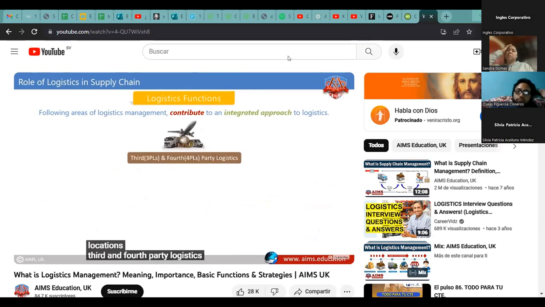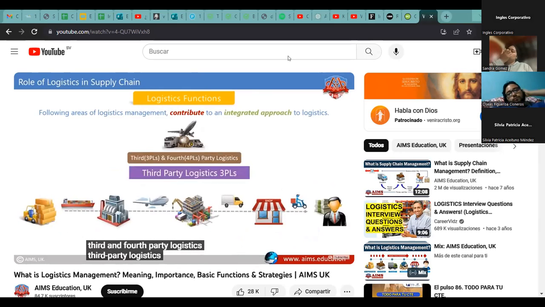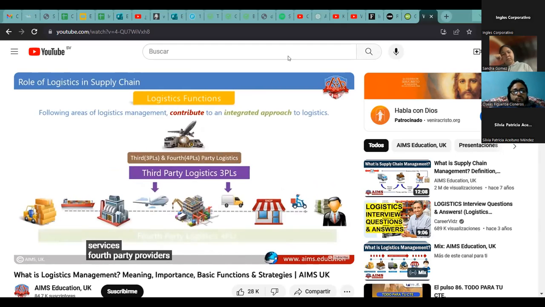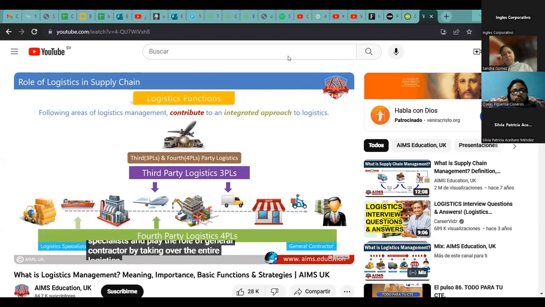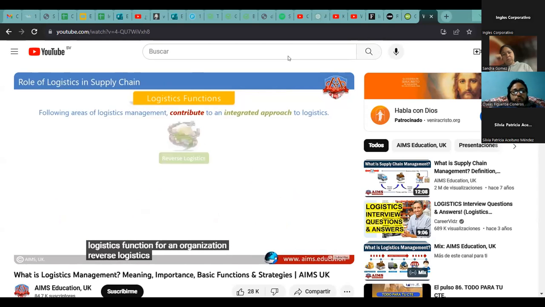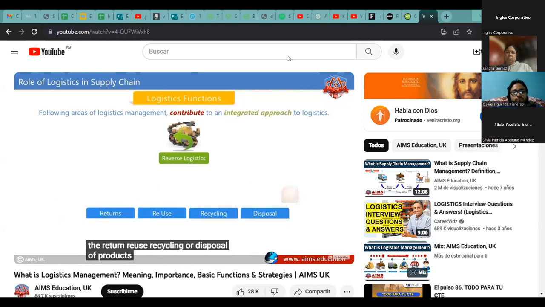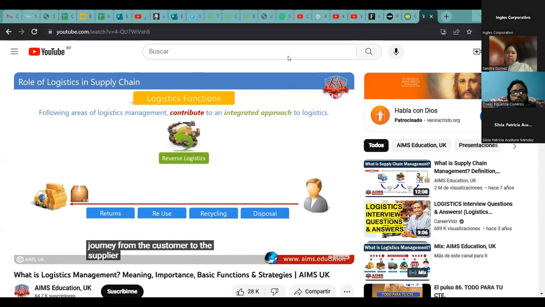Third and fourth party logistics. Third party logistics providers actually perform or manage one or more logistics services. Fourth party providers are logistics specialists and play the role of general contractor by taking over the entire logistics function for an organization. Reverse logistics. It is a way to handle the return, reuse, recycling, or disposal of products that make the reverse journey from the customer to the supplier.